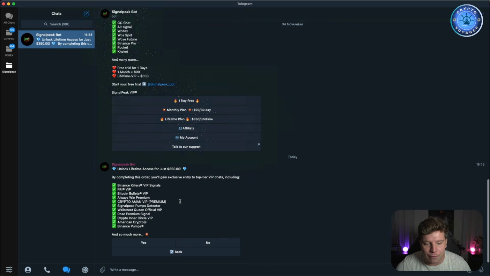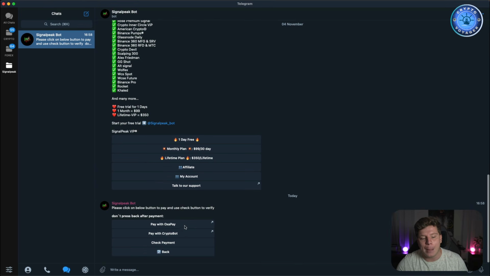I obviously have the full membership because this has blown my mind for the last year. And it says you've unlocked the lifetime. So here we go, guys. If you continue through this and click yes, it's going to take you to where you can now pay with either OctaBot or CryptoBot. So remember this stage. I'm going to show you what is involved and then we come back to exactly how you pay.